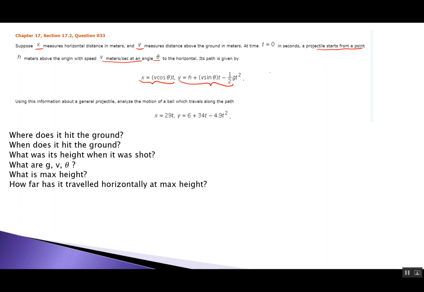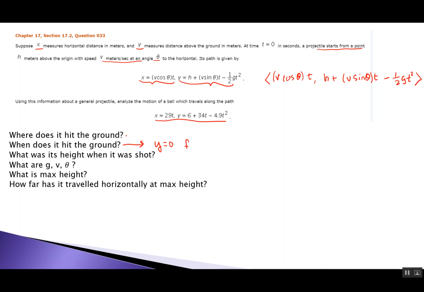All right, so I could write this as a vector. I could write it as v cosine theta t in the x direction, h plus v sine theta t minus 1/2 gravity t squared in the y direction. If I know that this comes out to be these formulas, can we answer these questions? Where does it hit the ground? Let's answer when it hits the ground first. It hits the ground when y equals 0, right? So I would solve my y equation for 0 to find out when it hits the ground.